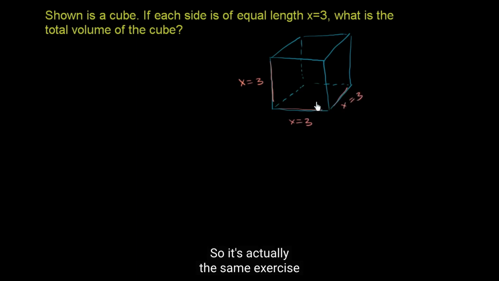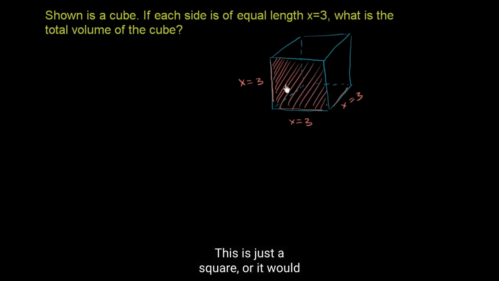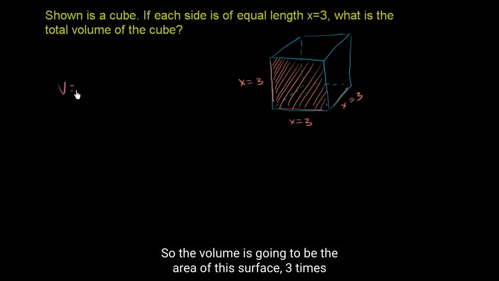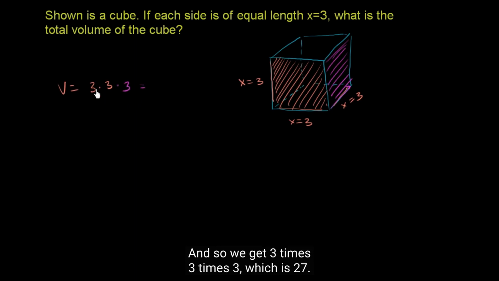So it's actually the same exercise as the triangular prism. It's a little bit easier when you're dealing with the cube, where you really just want to find the area of this surface right over here. Now this is pretty straightforward. This is just a square, so it would be the base times the height. Or since they're the same, it's just 3 times 3. So the volume is going to be the area of this surface, 3 times 3, times the depth. And so we go 3 deep. So times 3. And so we get 3 times 3 times 3, which is 27.